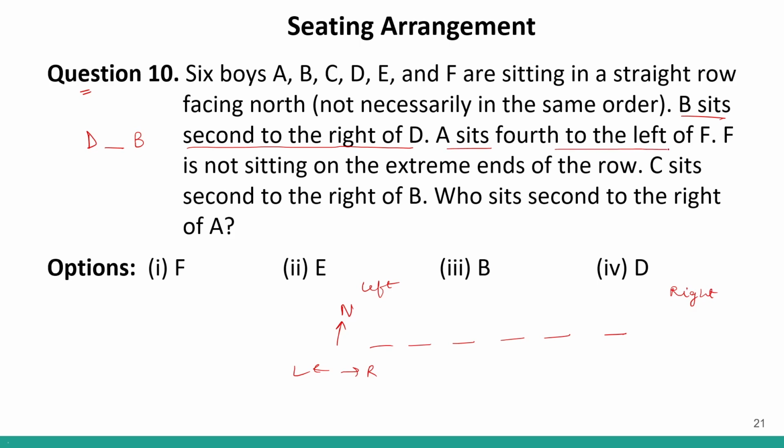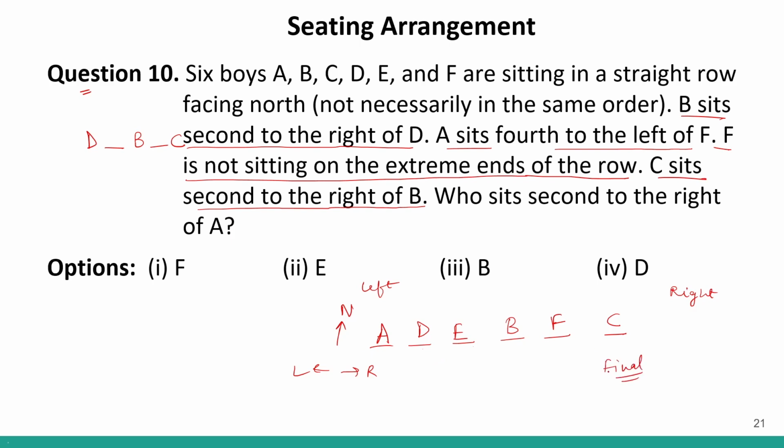A sits fourth to the left of F and F is not sitting on the extreme ends of the row. So if I take F over here, A will sit fourth to the left: 1, 2, 3, fourth. A will come over here and F will come over here because F does not sit at the extreme end. Now, C sits second to the right of B. That means C will come over here. D will be over here, B over here and C over here. The only person remaining is E, which will come at this place. So, this will be my final arrangement.